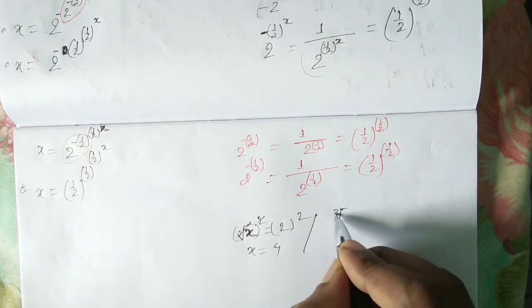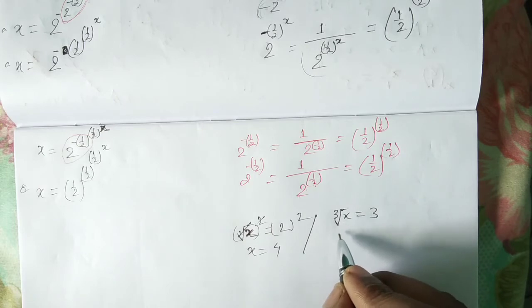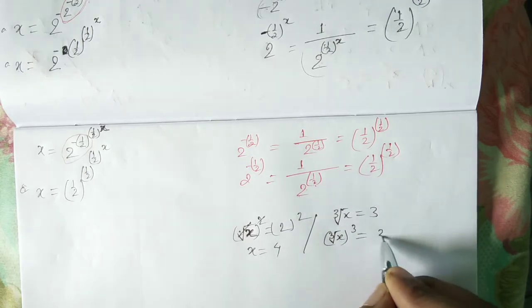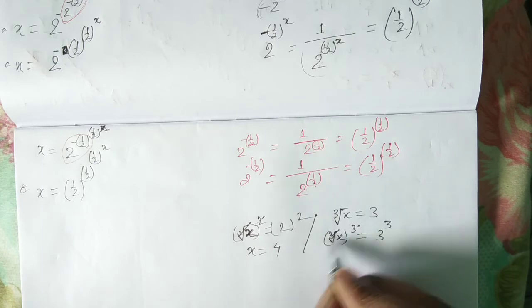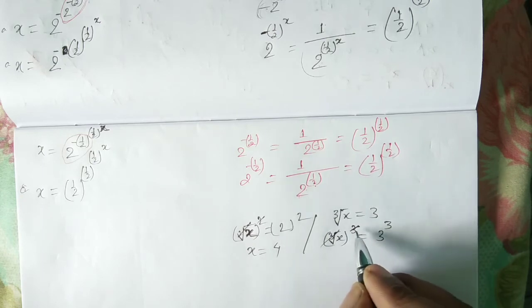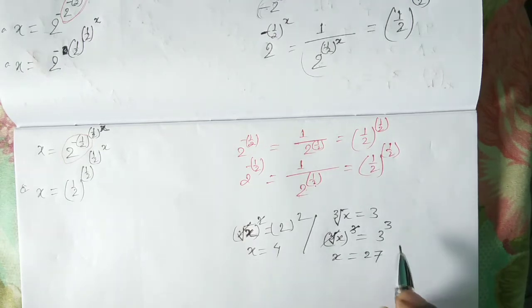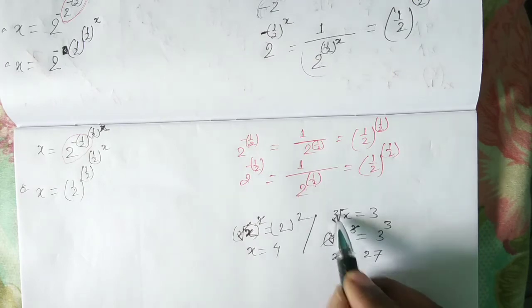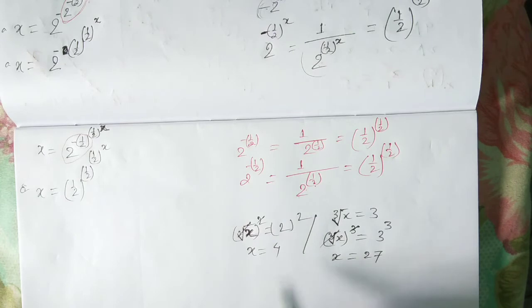Suppose we have cube root of x is equal to 3, then to remove this cube root we do cubing on both sides. So cube root of x whole cube is equal to 3 cube. So this cube root will be cancelled by this cube, and now it will be x is equal to 27 in this way. So as you can see, if its degree is 3, then we cube both sides. If its degree is 2, then we square both sides.